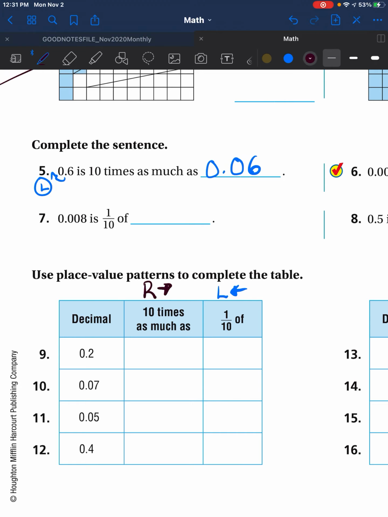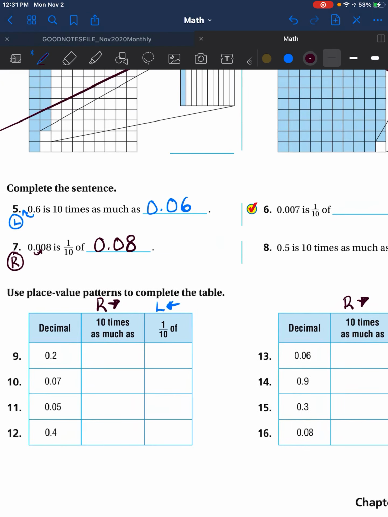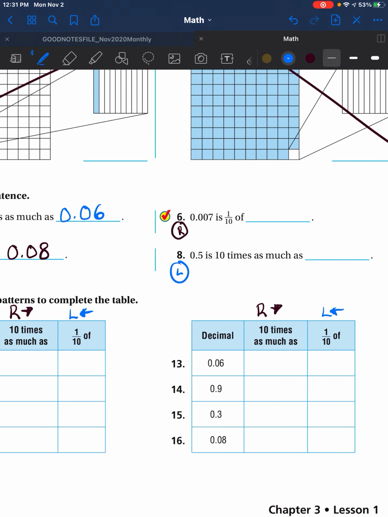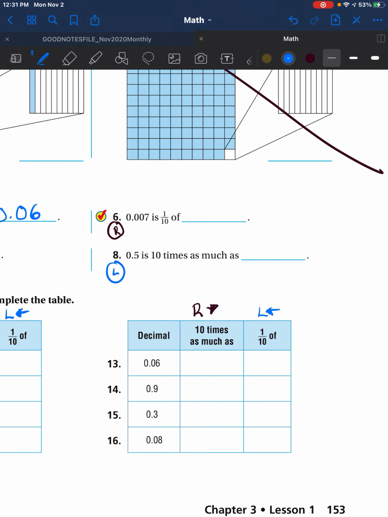For the next one, it says 8/1000ths is 1/10 of. So it's smaller than a number. So we're going to go to the right one place, and I get 0.08. The ones over here will look just about the same. This one's going to be a right. This one's going to be a left. So 7/1000ths is 1/10 of. So it is smaller. That means I need to take my decimal and move it closer one place. So it's 0.07.